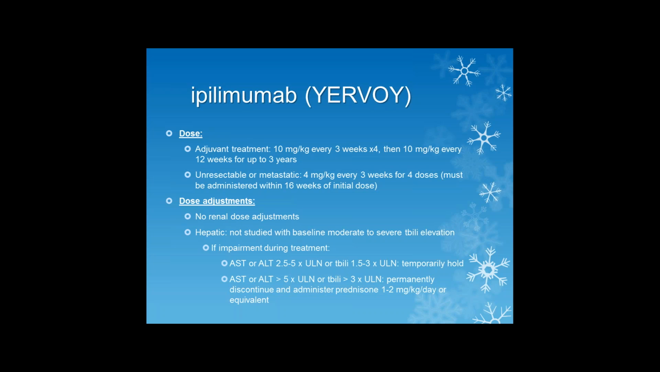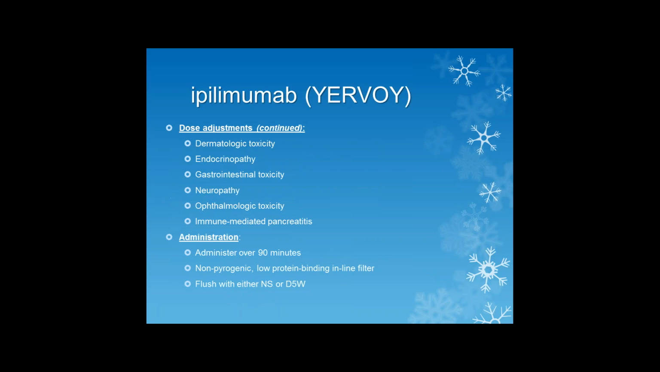An interesting part of this is for the recommendations for minor elevations, it says to temporarily hold the drug, but if it's severe, it could be an immune-mediated reaction, and so they actually recommend to start prednisone. And I'll get into that a little bit more as we go further into this drug. So other dose adjustments for all of those different organ systems, and the immune-mediated toxicity can really involve any organ, which is I think why I have those all listed. The doses should be administered over 90 minutes, again with an inline filter, and can be flushed with either solution.